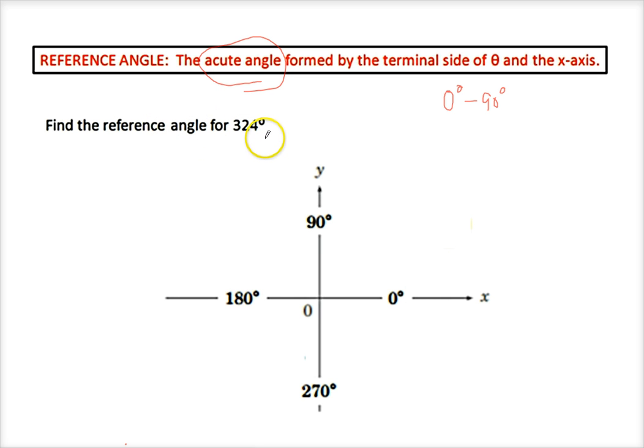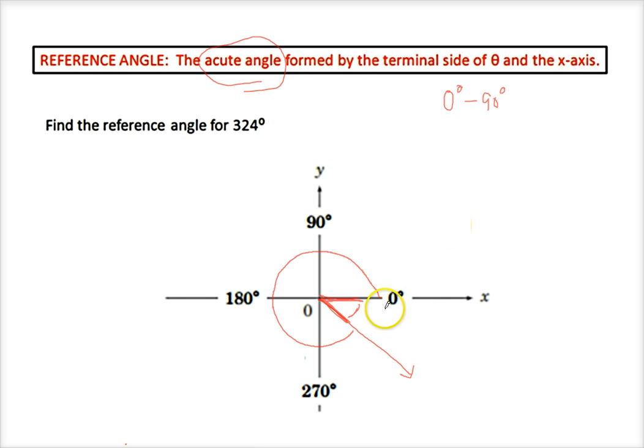Find the reference angle of 324 degrees. The angle of 324 opens positive, so we open counterclockwise, we go past 90, past 180, past 270. 324 is down here in the fourth quadrant. So this is our angle here. We want to know what the reference angle is, which again is the angle formed by the terminal side of the angle, here's our terminal side, and the x-axis. So really what we want to know is, what is the size of this opening?